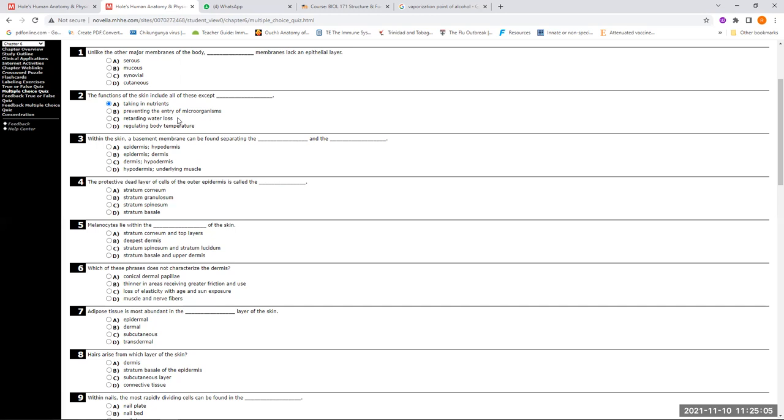And what would happen if you have over secretion of sebum, if you have a whole lot of sebum being secreted? Blackheads, right? It forms pimples, ultimately blackheads.